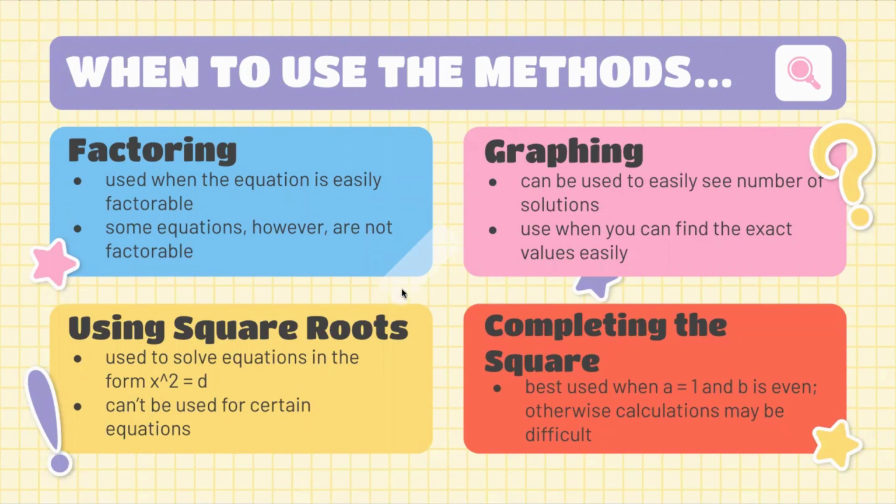To use square roots, you're going to be solving equations in the form x squared equals d. Most of the time, this isn't possible, especially if you're trying to solve quadratic equations that are trinomials. So using square roots can't be used for certain equations. As for completing the square, it's best used when your a value equals 1 and your b value is even. Previously, we have done problems where neither of these conditions are met, but I would recommend only using this method when the conditions are met, otherwise calculations might get a little difficult.